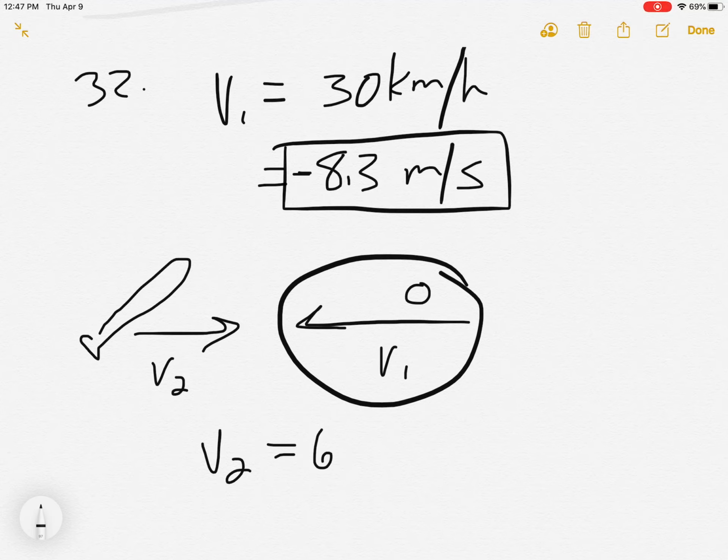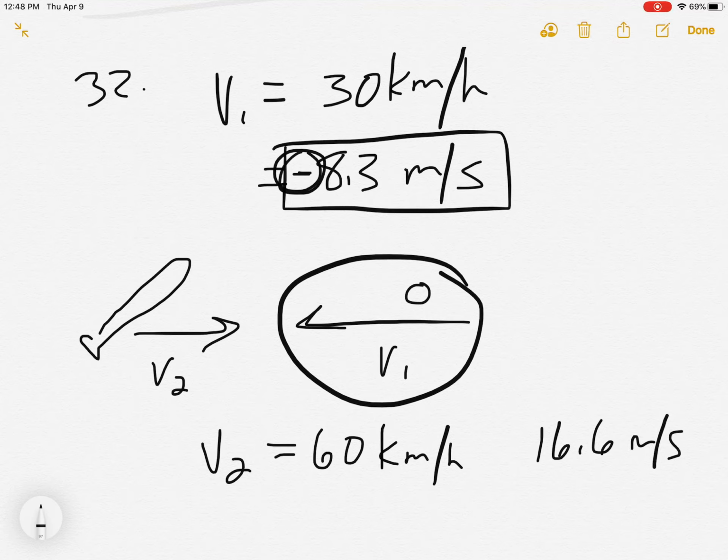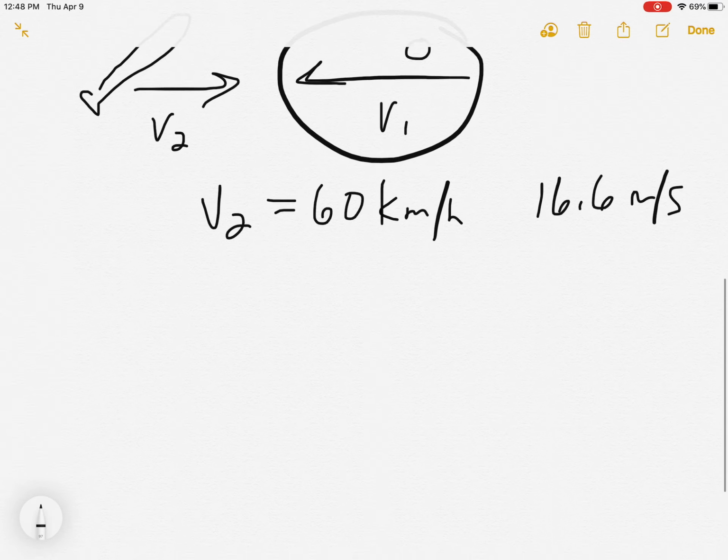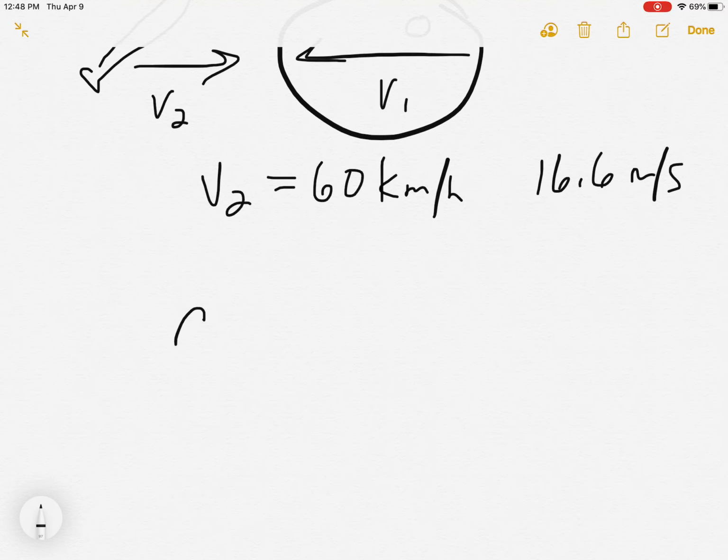Our V2 is 60 kilometers an hour. That's given in the question. And you change that to meters per second as well by dividing by 3.6. But you can kind of guess it'll just be twice as much as the other one. So it's, guess what it is, 16.6, right? Meters per second. So the trick here is to remember that your V1 is a minus because the pitch is the opposite direction as the ball.